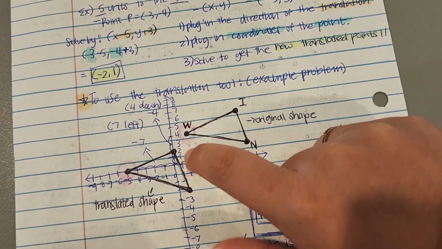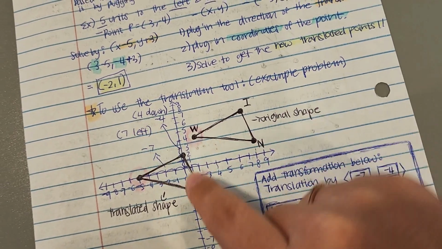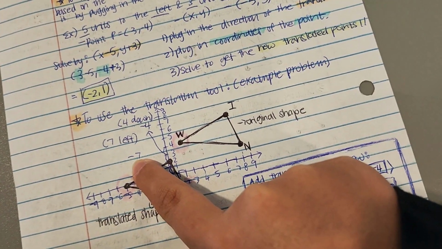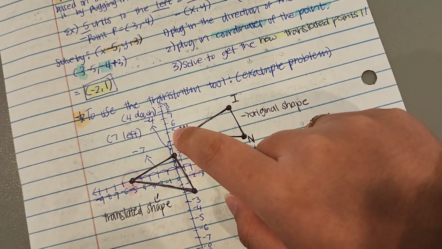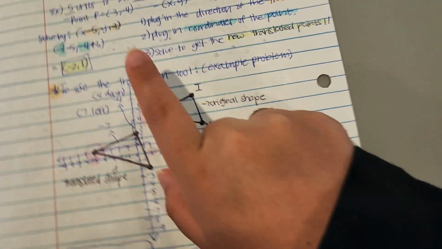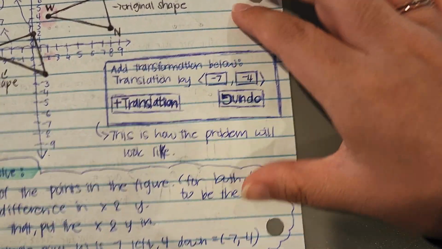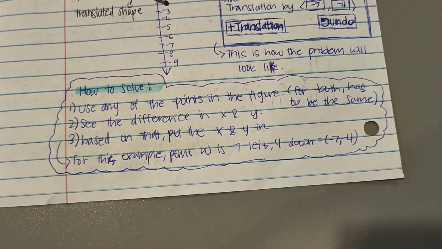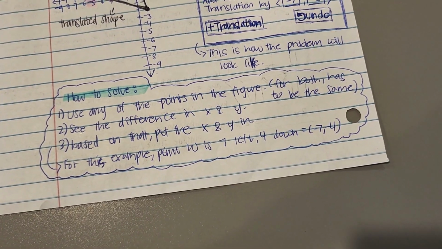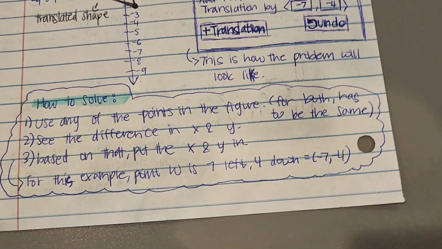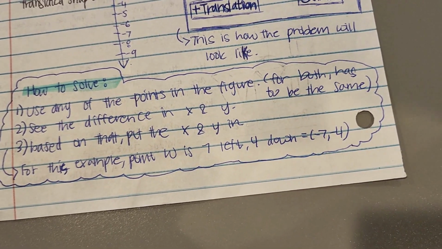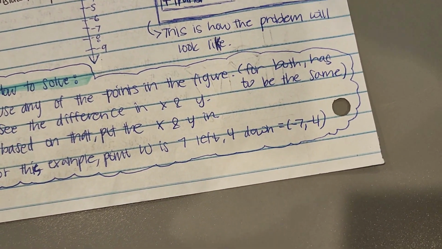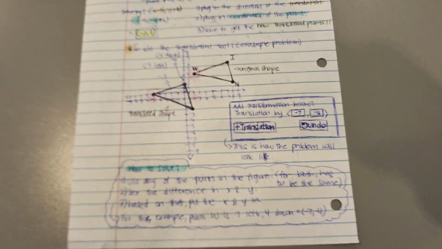Here the x is 2, but here it's -5. So how much do we decrease? We decrease by 7, so -7. And here the y is 4, and here it's 0. So we go down by 4, giving us -4. That's why it is (-7, -4). Let me go over how you can use any of the points in the figure. For both, it has to be the same. See the difference in x and y, and based on that, put the x and y values in. For the example, the point W is 7 left and 4 down, giving us (-7, -4), and that is it.